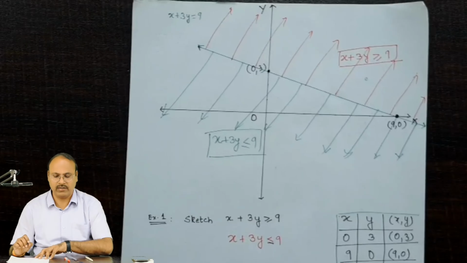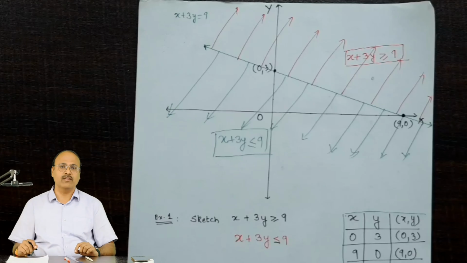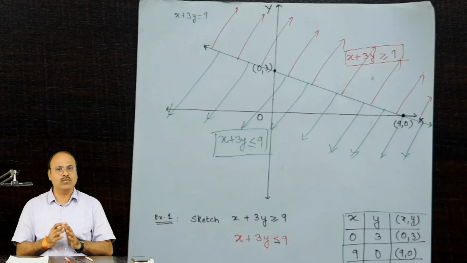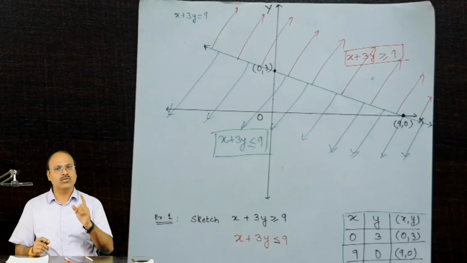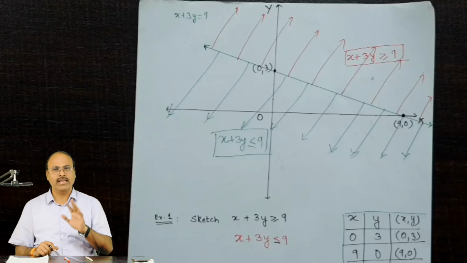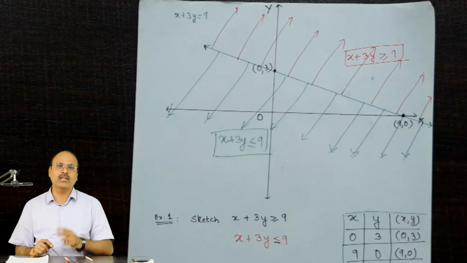I hope this is clear to you. We'll do one more example which is related to solving linear programming problems, because in a linear programming problem we have not only one linear inequation but more than one. So now let us do an example where we have 2 linear inequations along with the non-negativity constraint. If you remember what we have done in the previous video on LPP, x greater than or equal to 0 and y greater than or equal to 0 are the two non-negativity conditions.